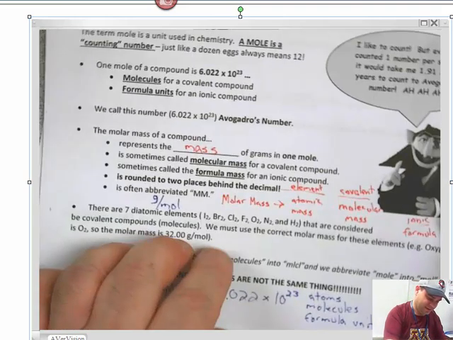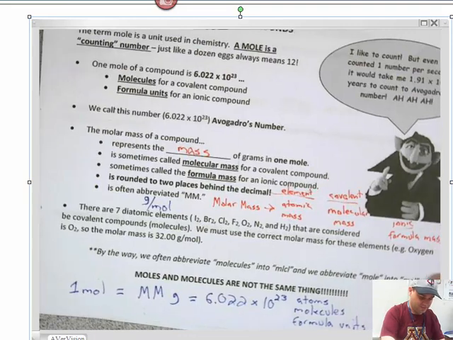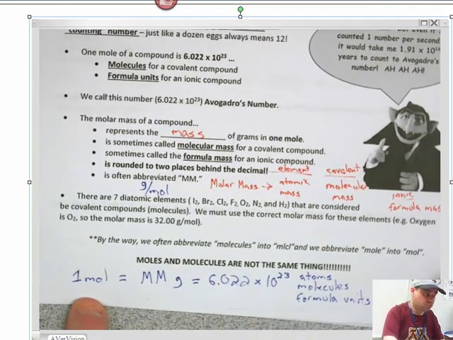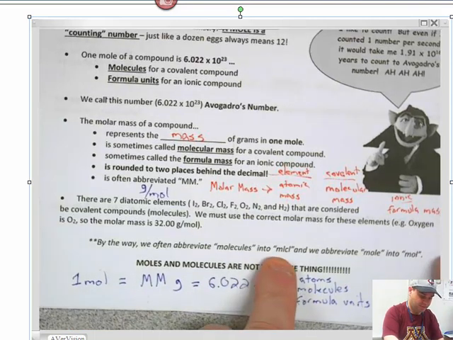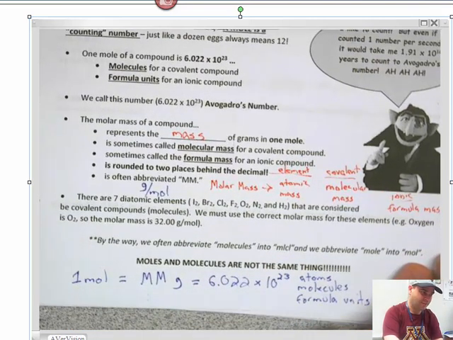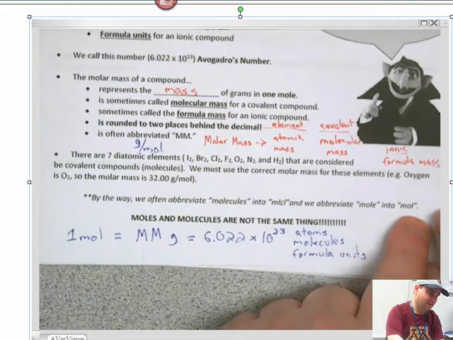So let's go to the next page here. Another thing, molecules and moles are not the same thing. Molecules we're going to abbreviate with MLCL. Moles we're going to abbreviate with MOL. Okay? Just so you know.